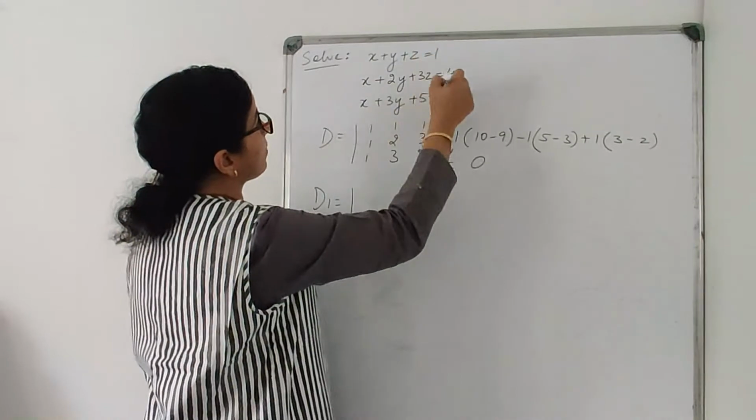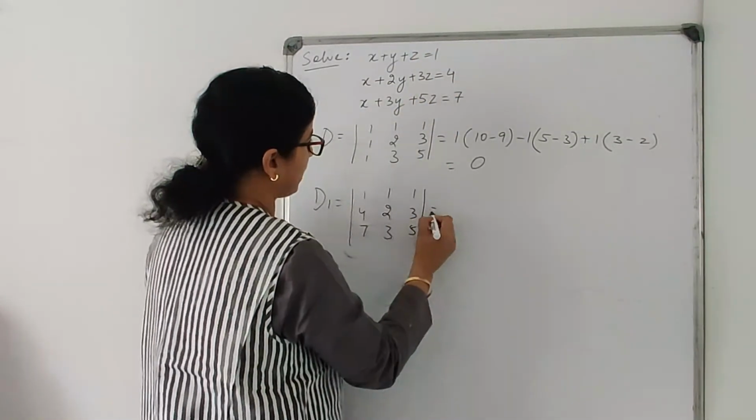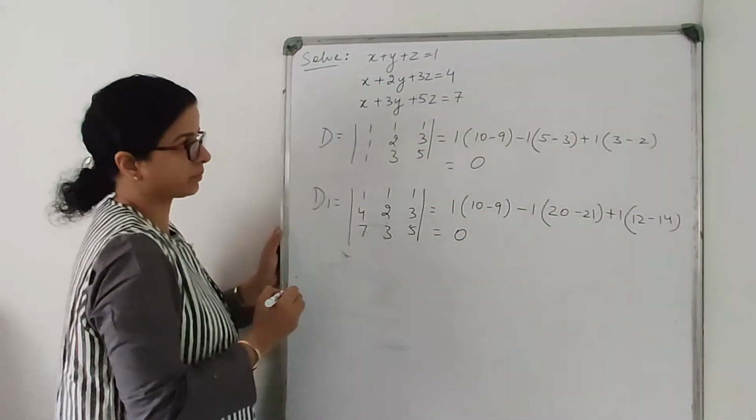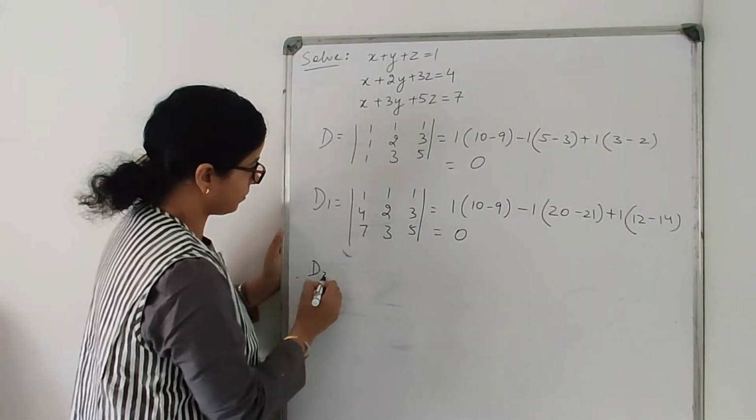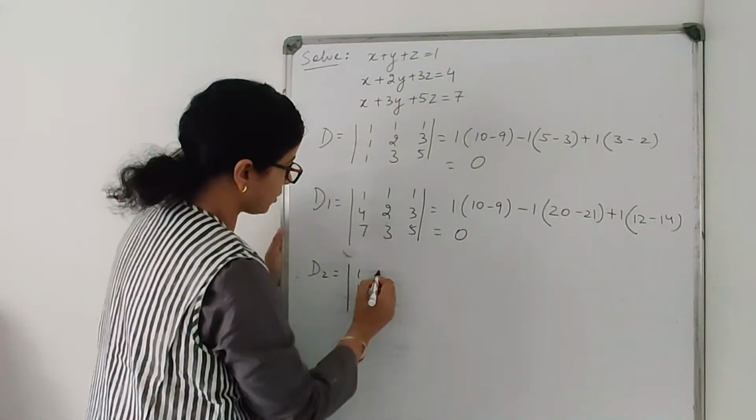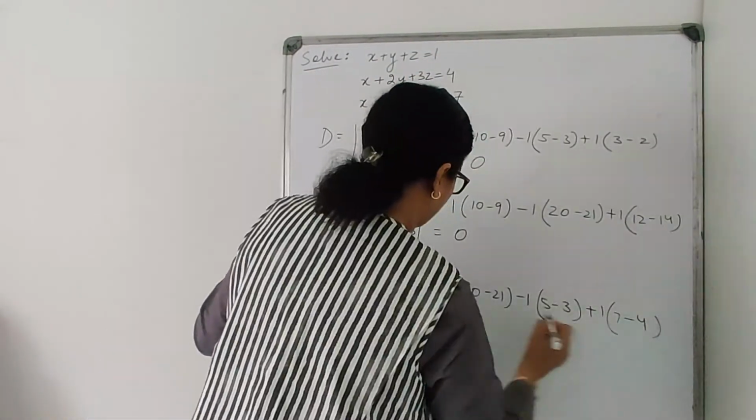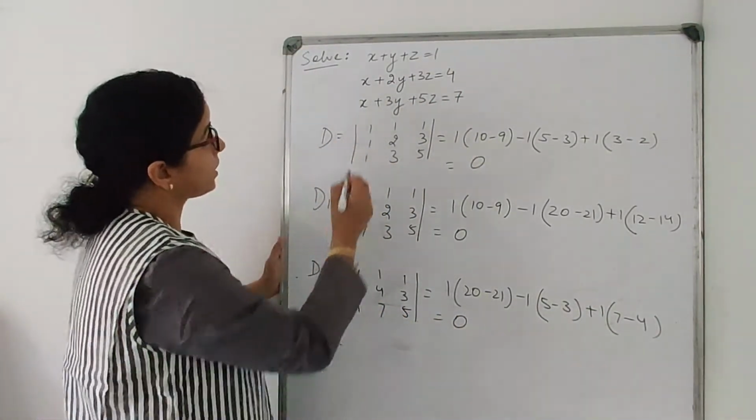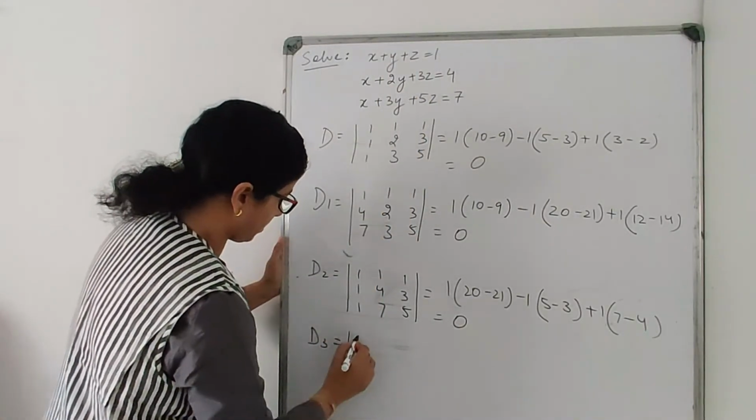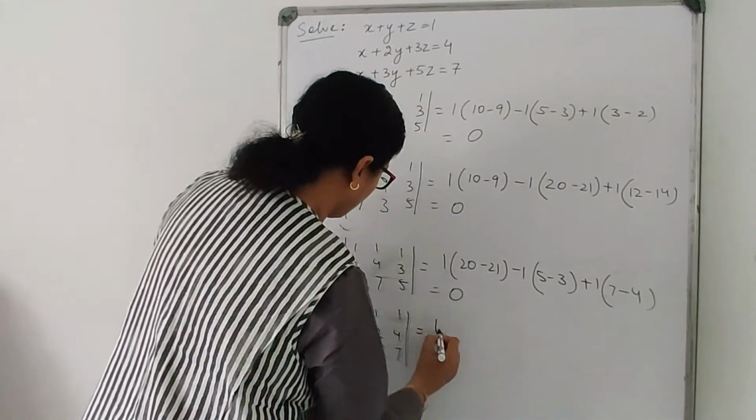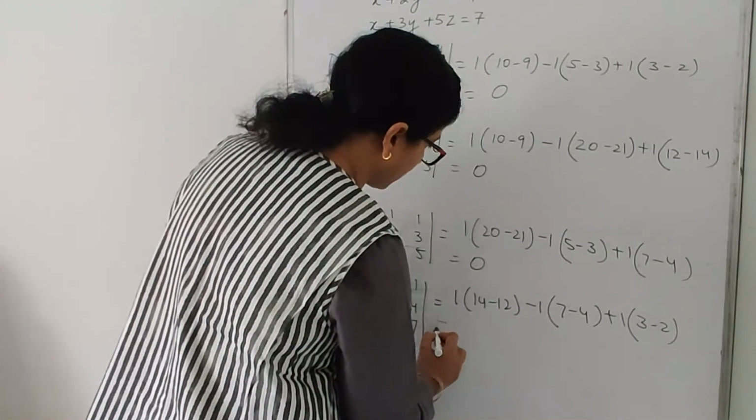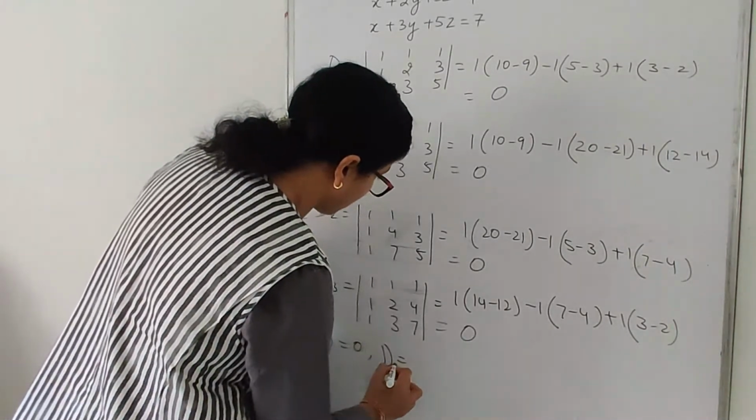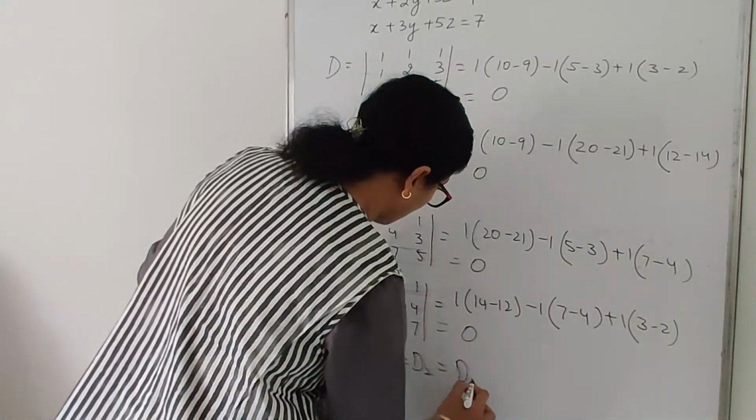Okay. So now I'll check for d1. Means x values will be replaced by the constants. Find the value. Again I am getting 0. Okay. Now check for d2. Now the coefficients of y will be replaced by the constants. Again I am getting 0. Now we'll check for d3. So in d3, z will be replaced by the constants. Solve this. So now after solving this, again I am getting 0. So it means my d is 0, and d1, d2, d3 are also 0.